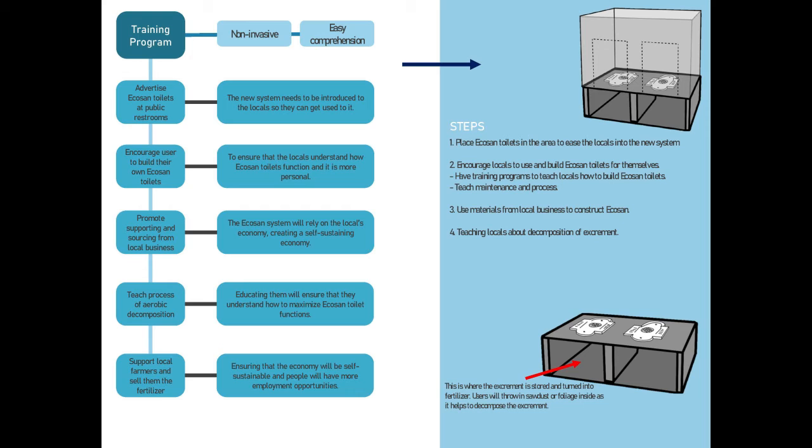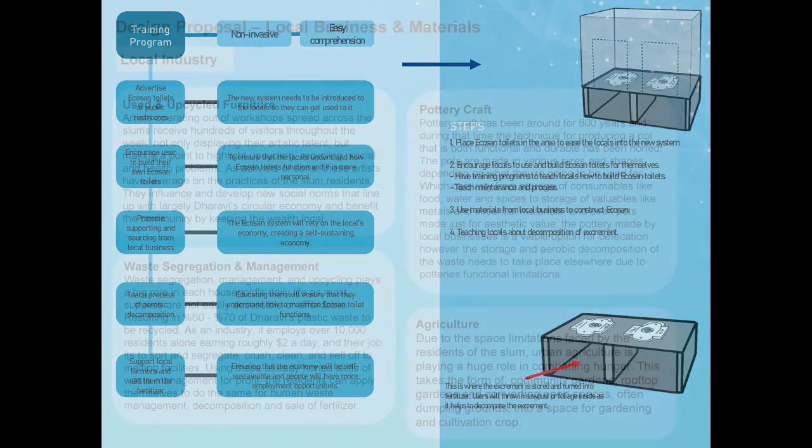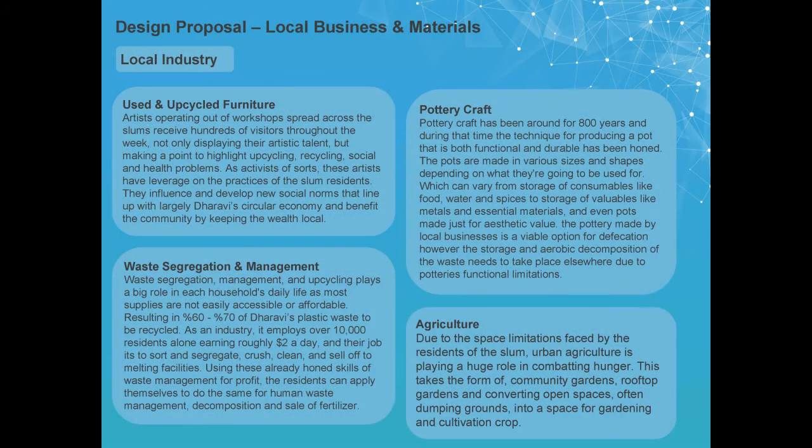The circular design of this program is key as it fits into the residents' current lifestyle and business models, which involve lots of recycling and repurposing of the limited materials they own. From used and upcycled furniture, waste segregation and management, to renovating and repurposing open areas to create rooftop and community gardens, all of which use, support, and generate a renewable and sustainable community.